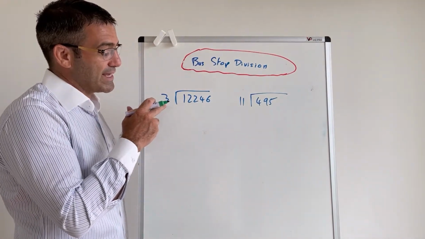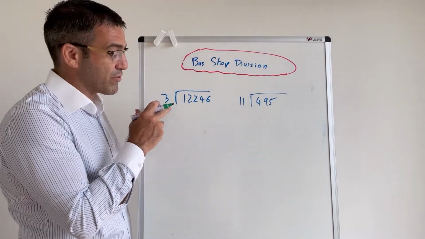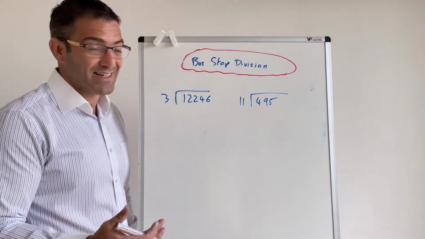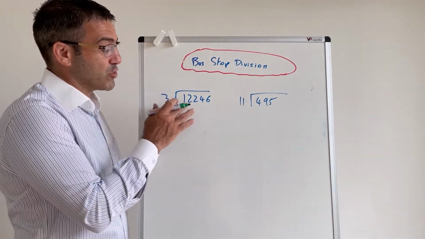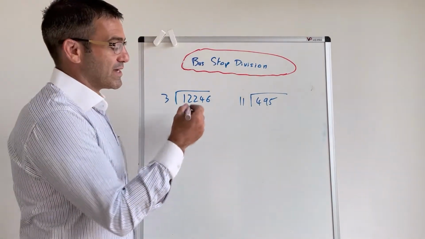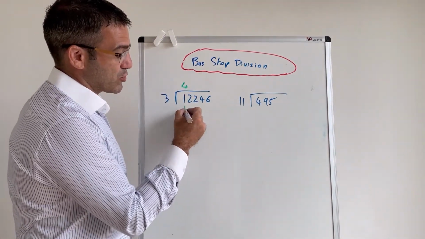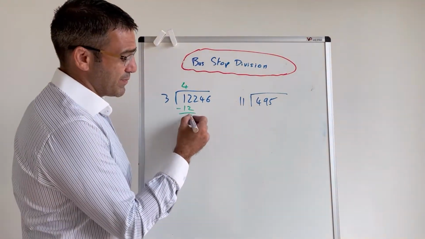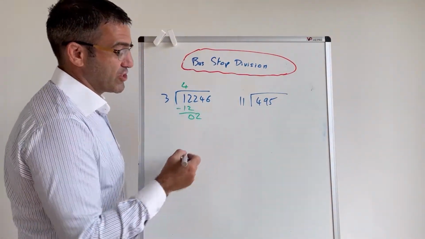So if I wanted to see how many times I could divide 12,246 by 3, I can say how many times does 3 go into 1? Well, it doesn't. So then I look at the next two-digit pack, which is how many times does 3 go into 12? Well, it goes 4 times. So I can write a 4 up here, and then I can say that 4 times 3 is 12, and I can do 12 minus 12 here, and that's going to be 0. So then I have to drop the next digit down, and the next digit is a 2.